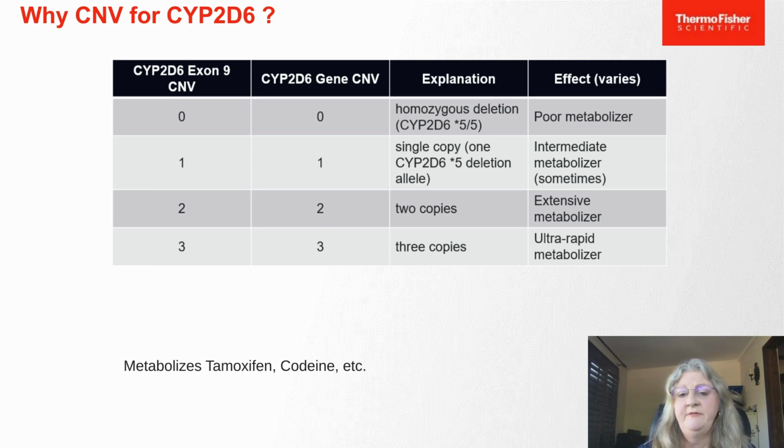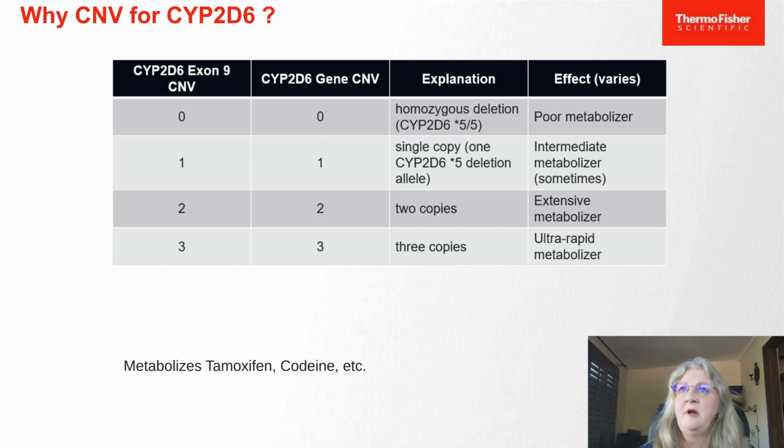People might have 2 copies of the gene, the normal diploid state, in which case they're an extensive metabolizer. But it's also possible for people to have 0 copies because they have a homozygous deletion. That's the CYP2D6*5 variant, and those people are poor metabolizers of these drugs. They may have one functional copy, the star 5 deletion, in which case they'll be likely an intermediate metabolizer. But they may even have 3 copies, in which case they're an ultra-rapid metabolizer.